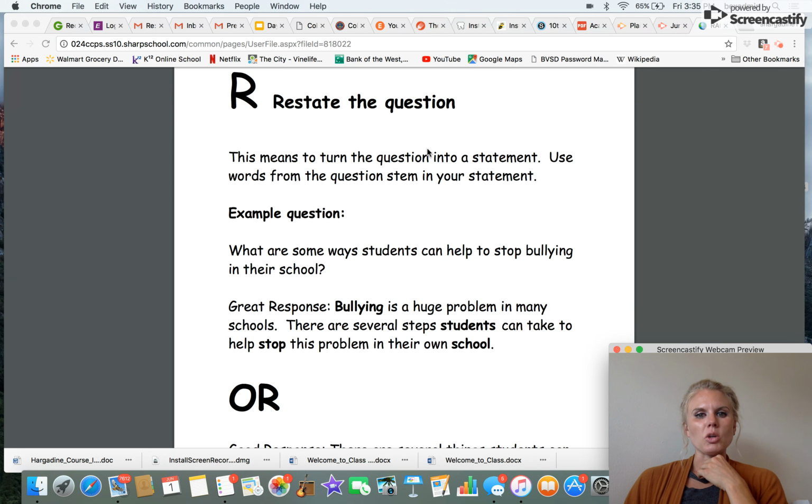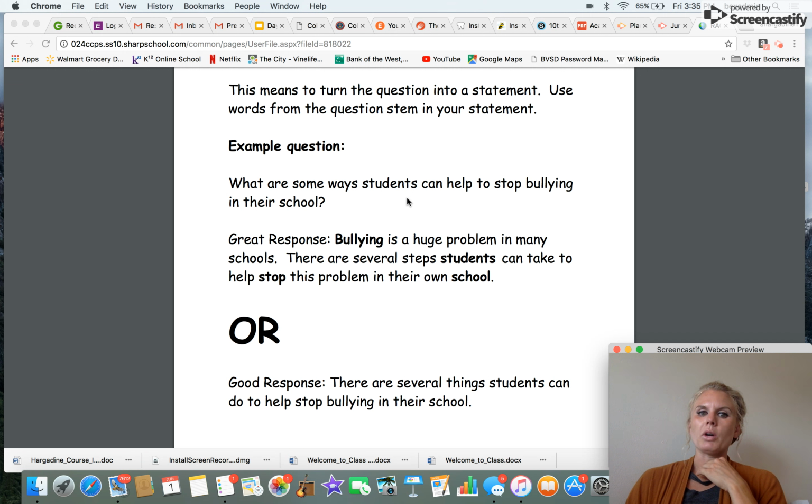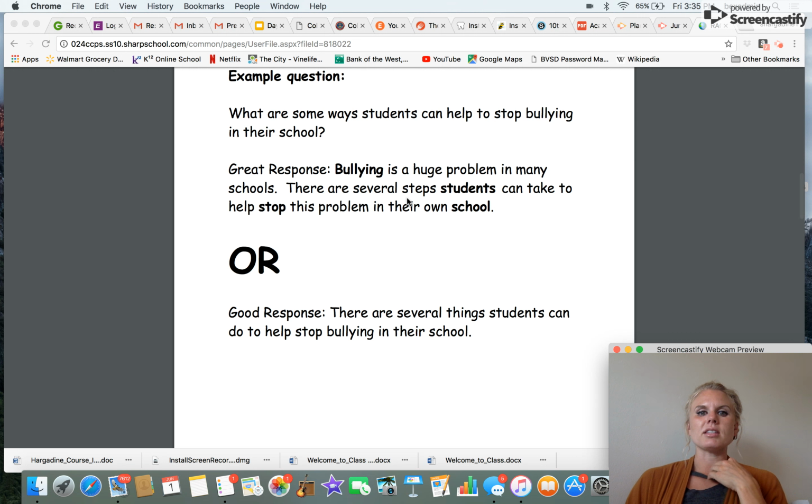So when you restate the question, this means to turn the question into a statement. Use words from the question stem in your statement. Example question: what are some ways students can help to stop bullying in their school? A great response is, bullying is a huge problem in many schools. There are several steps students can take to help stop this problem in their own school.